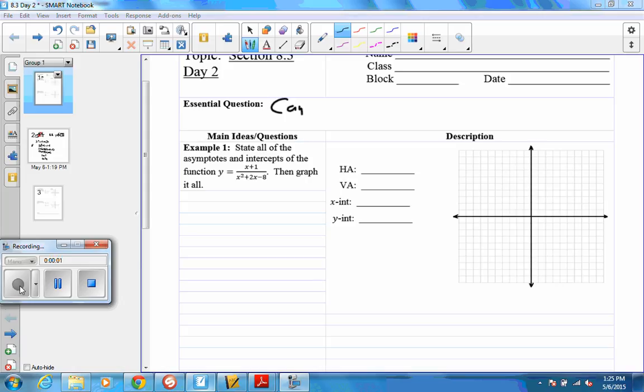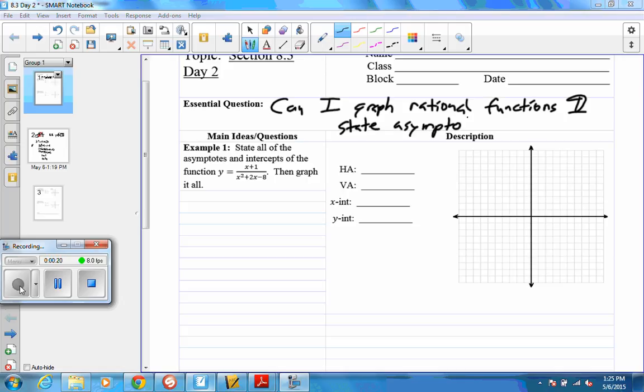And there's actually nothing new here. Can I graph rational functions? And there's an important "and" there. State asymptotes and intercepts.